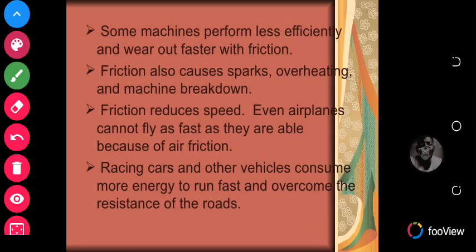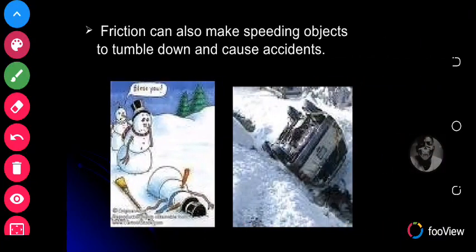Some machines perform less efficiently and wear out faster with friction. Friction also causes sparks, overheating, and machine breakdown. Friction reduces speed. Even airplanes cannot fly as fast as they are able because of air friction. Racing cars and other vehicles consume more energy to run fast and overcome the resistance of the roads. Friction can also make speeding objects tumble and cause accidents.